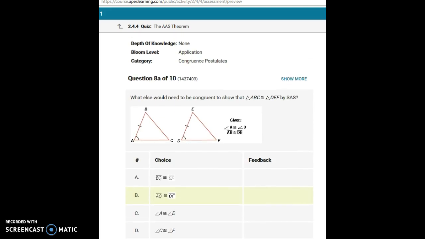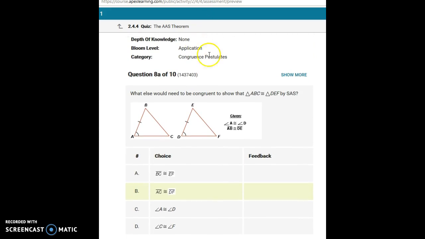Okay, let's go to 8. Okay, so now they got side, angle, side. They gave us one of the sides and they gave us one of the angles. So we have to do it in that order. We have to do a side, then an angle, and then a side. Our first side is right here, with these little lines. So it's side, angle, and then side. So it's AC and DF. Side, angle, side.